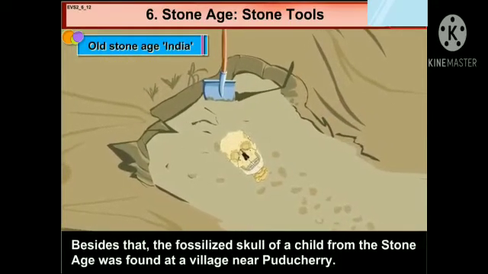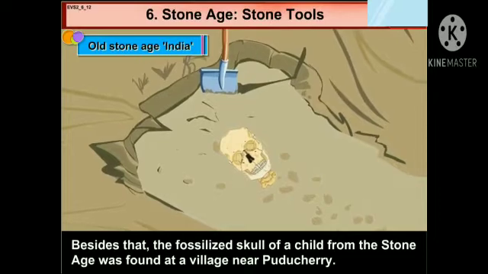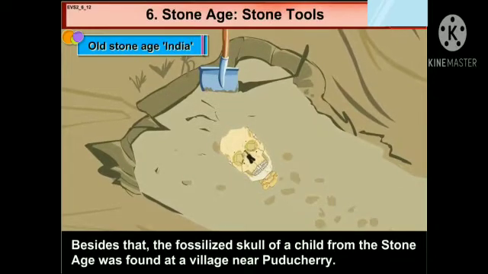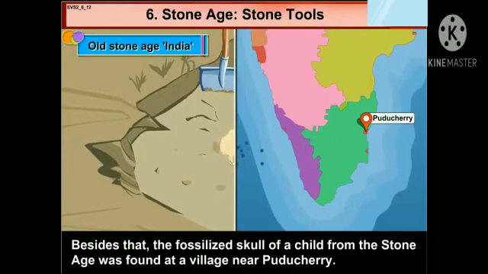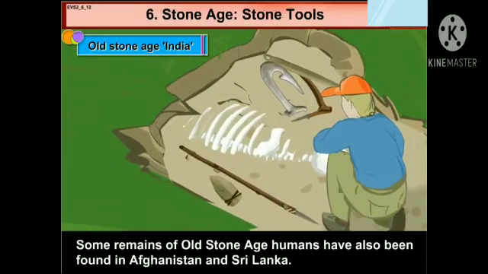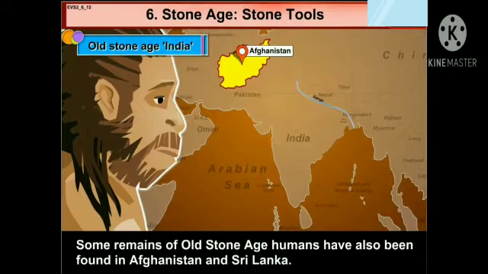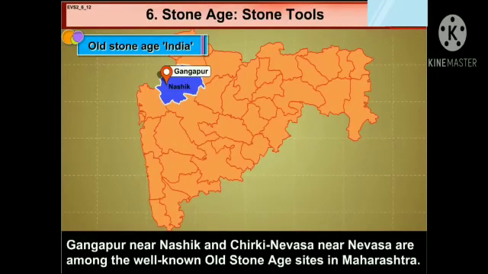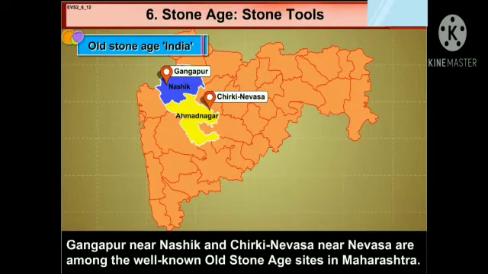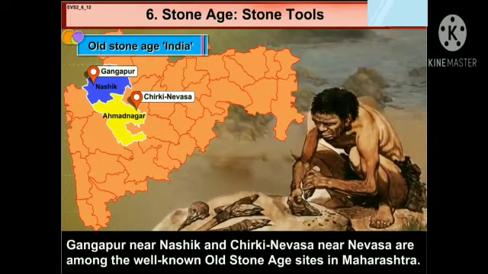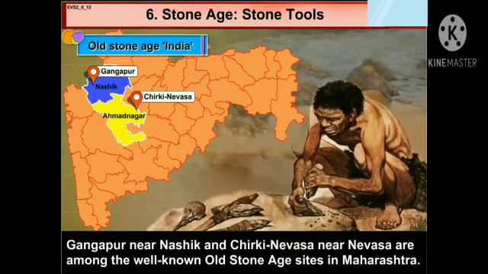Besides that, the fossil skull of a child from the Stone Age was found at a village near Puducherry. Some remains of Old Stone Age humans have also been found in Afghanistan and Sri Lanka. Gangapur near Nasik and Chirki Nevasa near Nevasa are among the well-known Old Stone Age sites in Maharashtra.